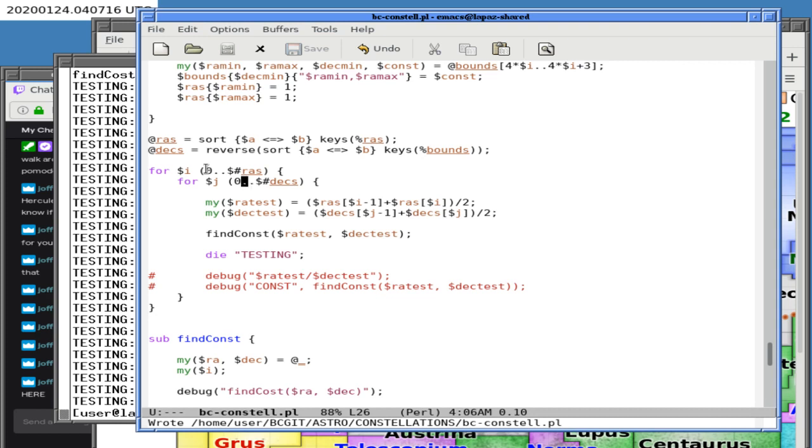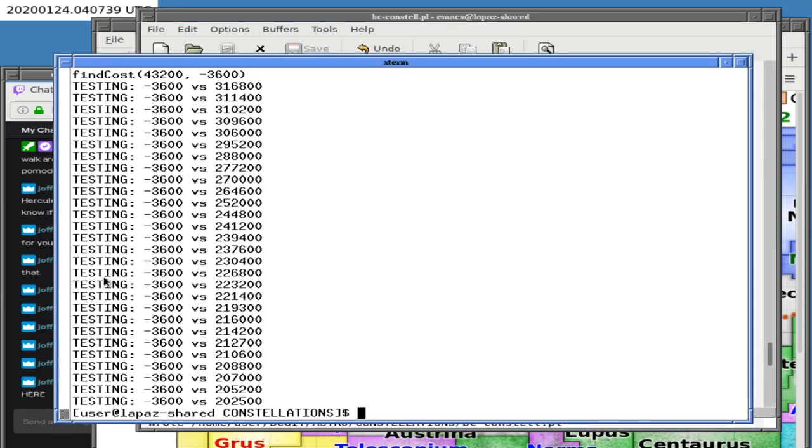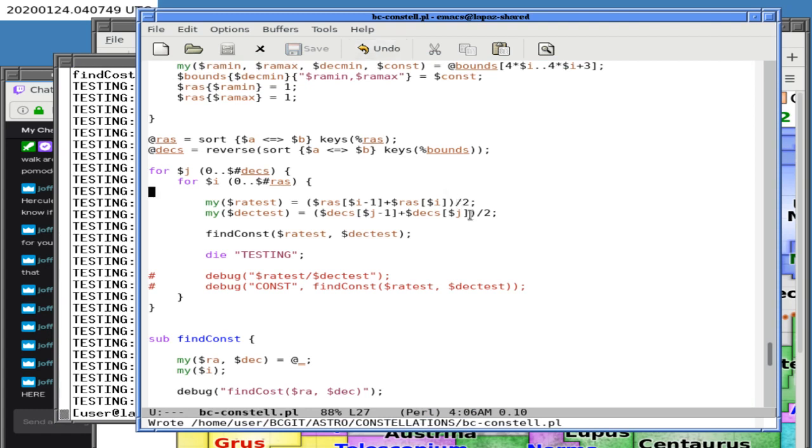For every RA, I'm pretty sure this test needs to be reversed. It will generally break anything, the fact that it's not, but it's going to be weird. So let's go ahead and do this for every, do this like this, and flip the sense of the test. So find constellation where the RA is 43,200. What the hell? I do need the one here because we're taking the average of this one and the previous one, and that means they have to start with one. Okay, so that's cool.